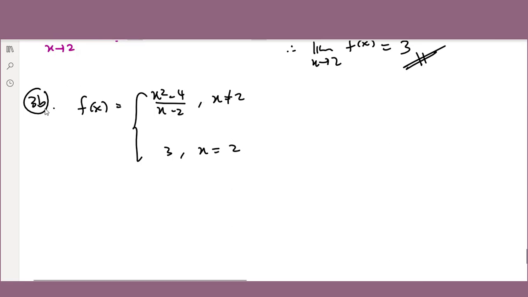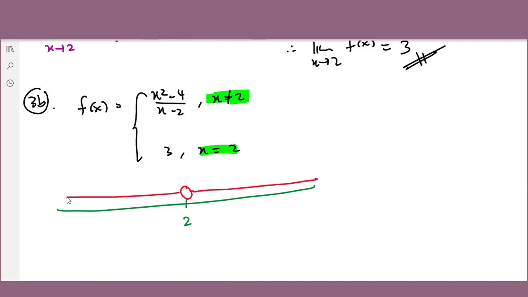Okay, for 3b, piecewise function, given f(x) for x not equal to 2 and x is equal to 2. Transfer to a number line. Add 2. This is x not equal to 2, so for every number, the function is x squared minus 4 over x minus 2. When x is equal to 2, this is y, actually. So this is coordinate 2, 3, just one coordinate. So when x is equal to 2, f(x) is equal to 3. And then we need to find the limit.